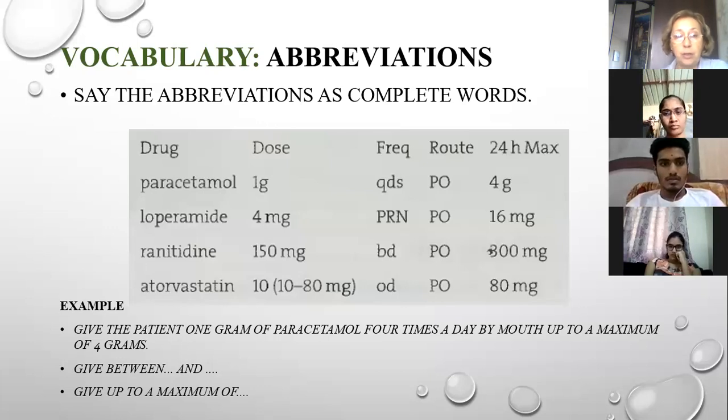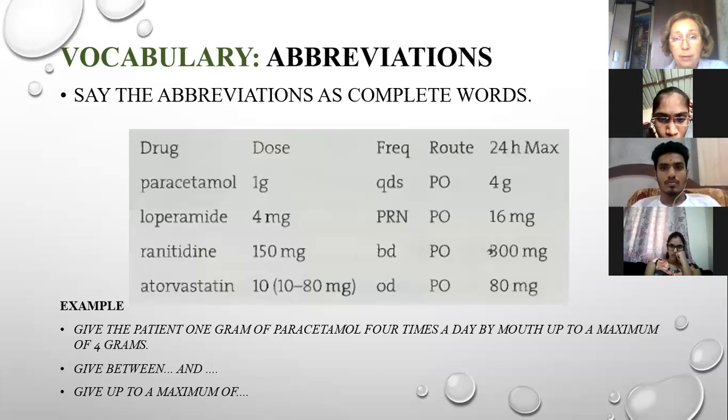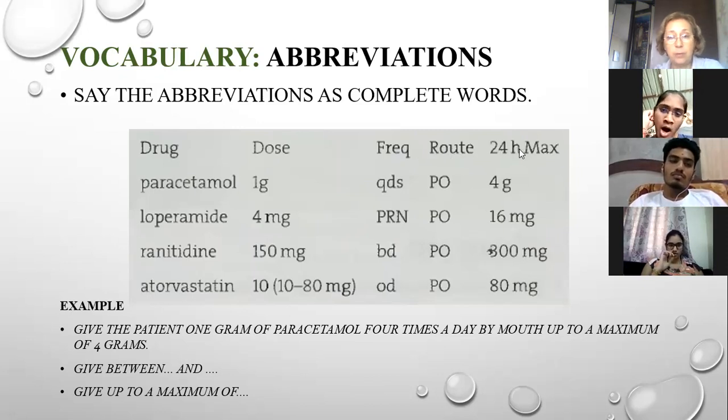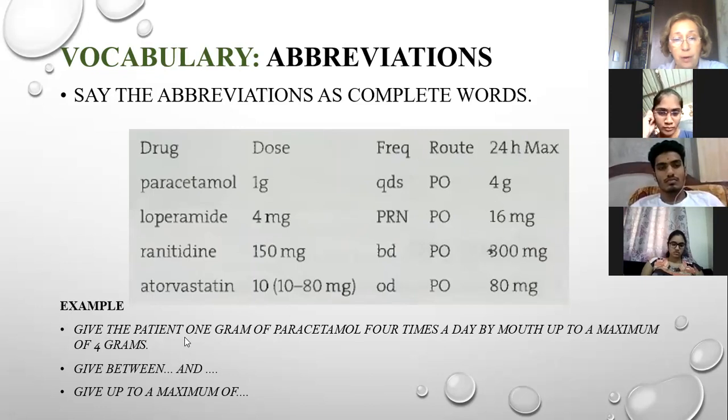Now we can move to the next slide where you see some information in a chart, and we should say the abbreviations as complete words and read each line as a complete sentence. The example is given below. The first column is the name of the drug, then the dose, how frequently it should be taken, the route of administration, and the maximum dose for 24 hours. The first drug is paracetamol, and the example says: give the patient 1 gram of paracetamol 4 times a day by mouth to a maximum of 4 grams a day.